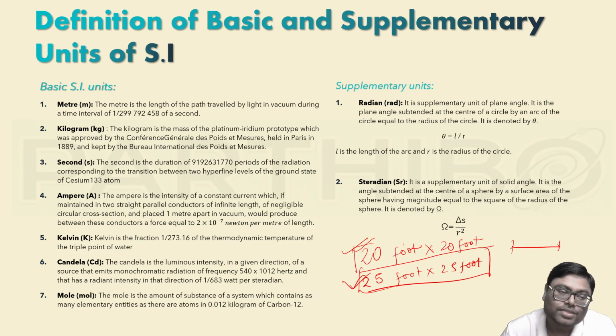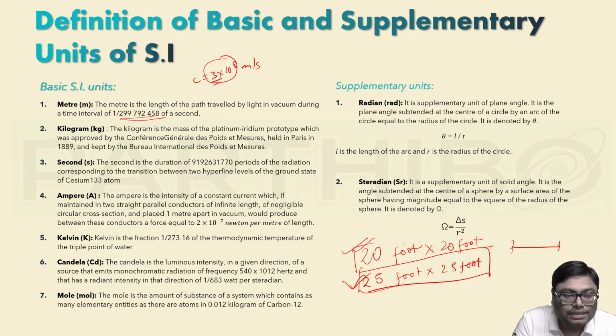So that's why we have taken 1 meter as 1 by 299792458 of a second. Actually this is the speed of light, meters per second. For the speed of light, we usually take c equal to 3 into 10 to the power 8 meter per second. This is actually an approximate value, and the actual value is this one. How much does light travel in 1 second?